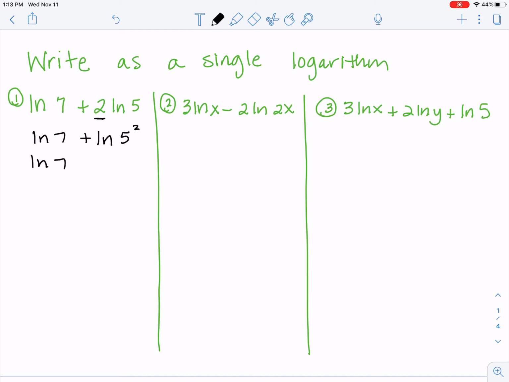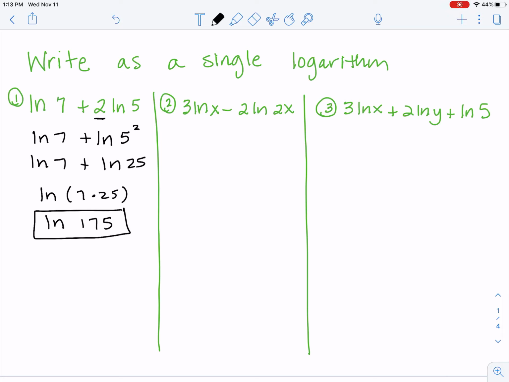And 5 squared is 25. And then when we add our logarithms, that is the product property. That means we're going to multiply the 7 and the 25 together. All right, so that would be the natural log of 175. That is written as a single logarithm.